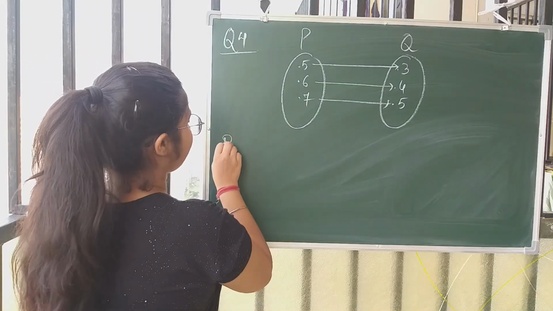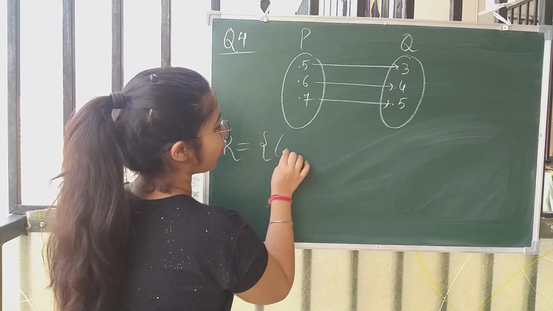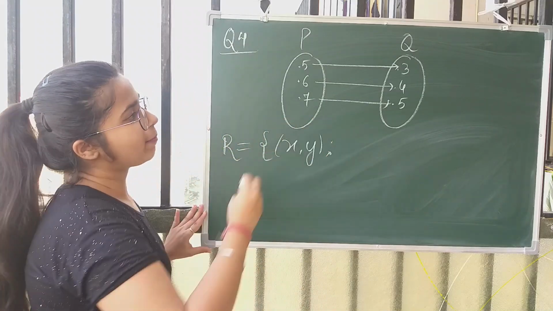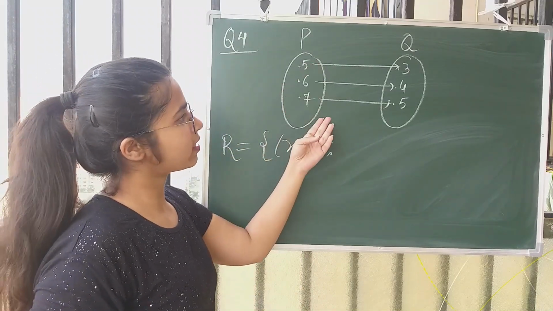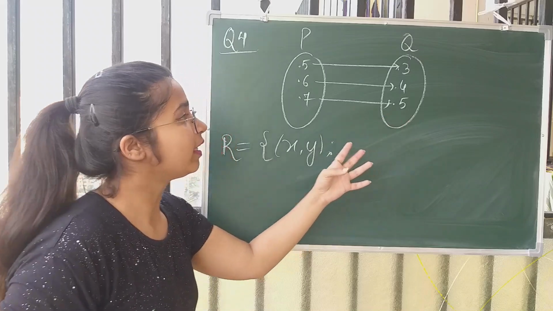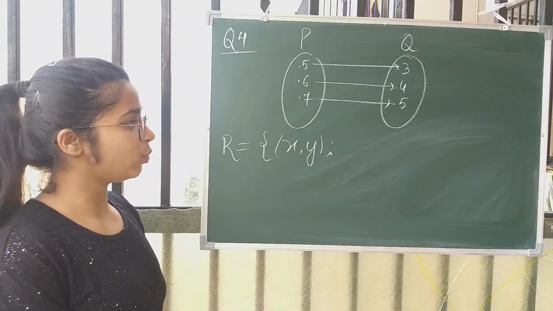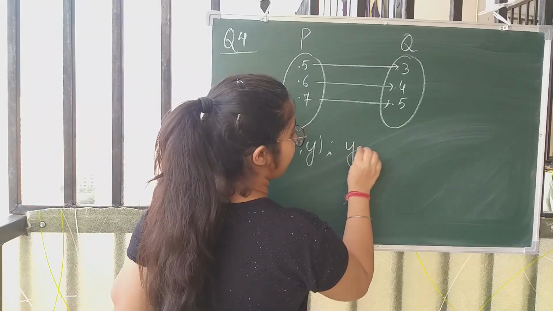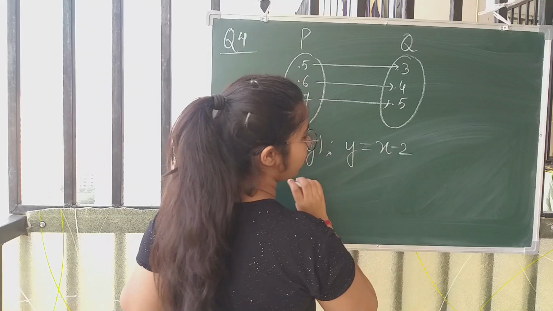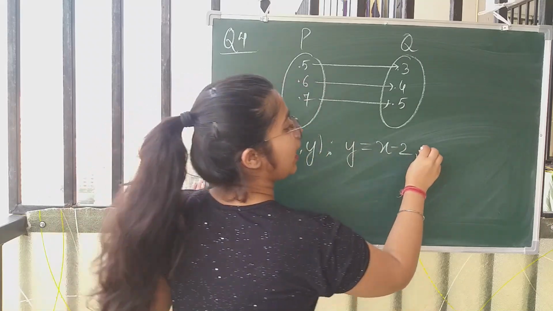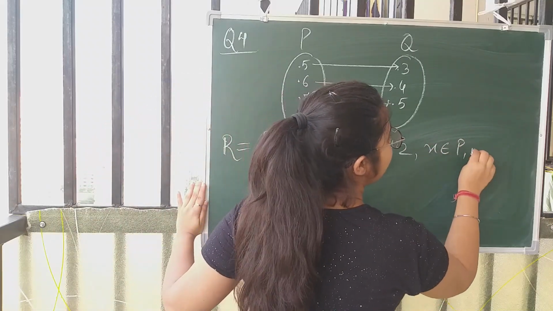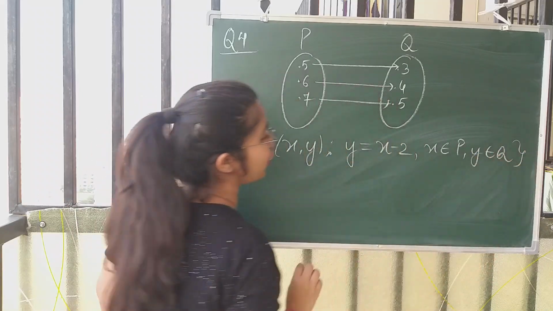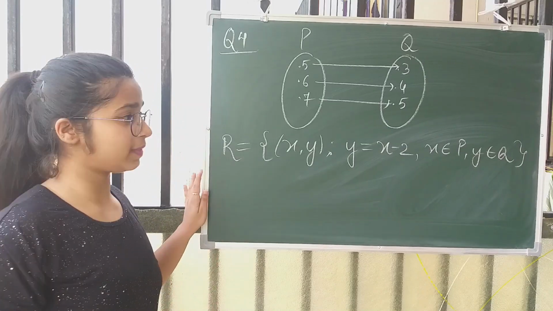So the relation can be defined as, it has all the ordered pairs (x, y) such that, अब यहाँ पर आपको क्या दिख रहा है कि अगर ये सारे x's हैं, so we see that y's are nothing but they are x minus 2. So we can write it has the ordered pairs (x, y) such that y is x minus 2, where x belongs to P and y belongs to Q. So this becomes your definition in the form of set builder form.